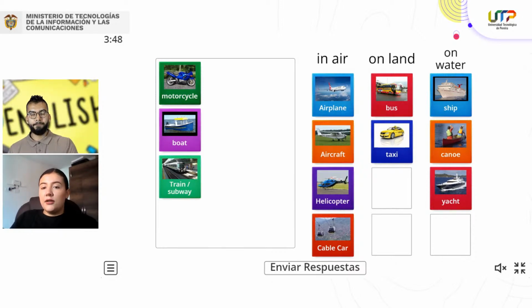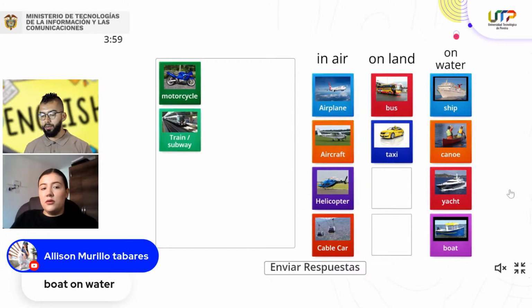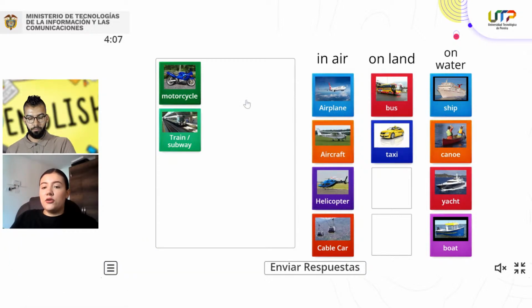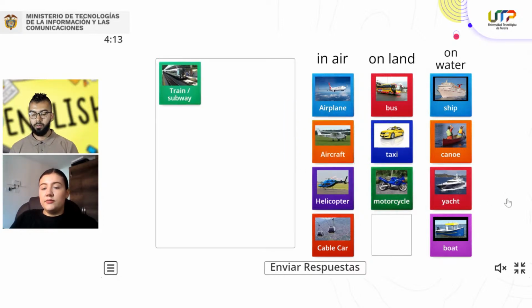Okay, and we got another one from Alison. She says boat, it's on water. That's correct. Very good. The boat moves on the water. Sure it does. Emily Sofia Gallego says that motorcycle moves on land. That's correct. Motorcycle moves on land, of course. That's totally true.